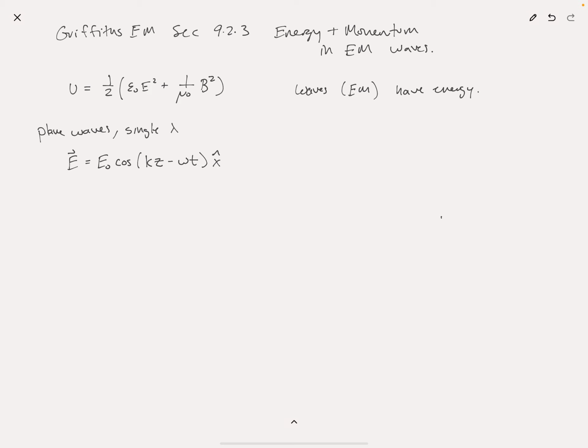Okay. So this is an EM wave. It's moving in the z hat direction. The electric field is pointed in the x hat direction. Right. And the magnetic field is then 1 over c times E0, because those amplitudes are related to each other, times cosine of kz minus omega t. This is pointed in the y hat direction.